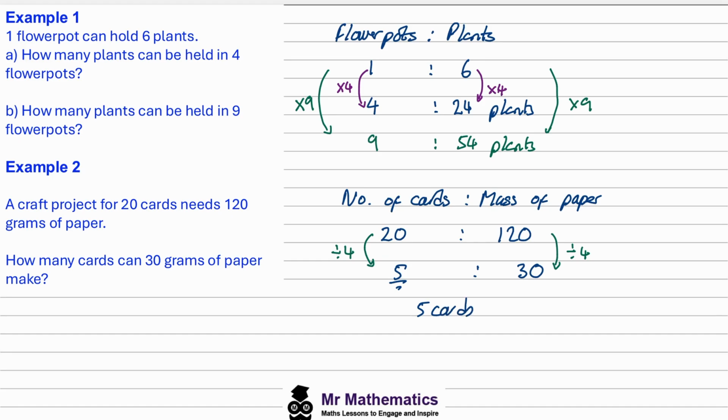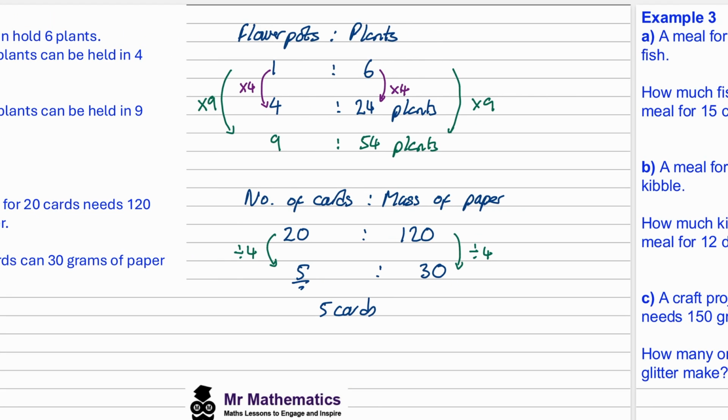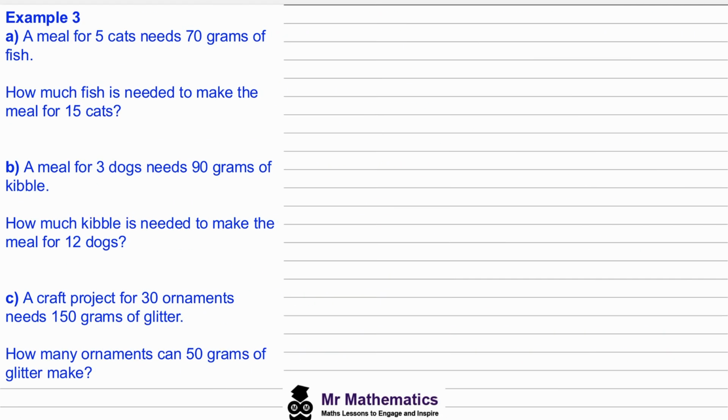So as we progress through this video, we'll be looking at setting up the ratio and then scaling it as we need to. Let's try example 3. So I'll work through question A, and you can try questions B and C. We're told that a meal for 5 cats needs 70 grams of fish. How much fish is needed to make the meal for 15 cats?